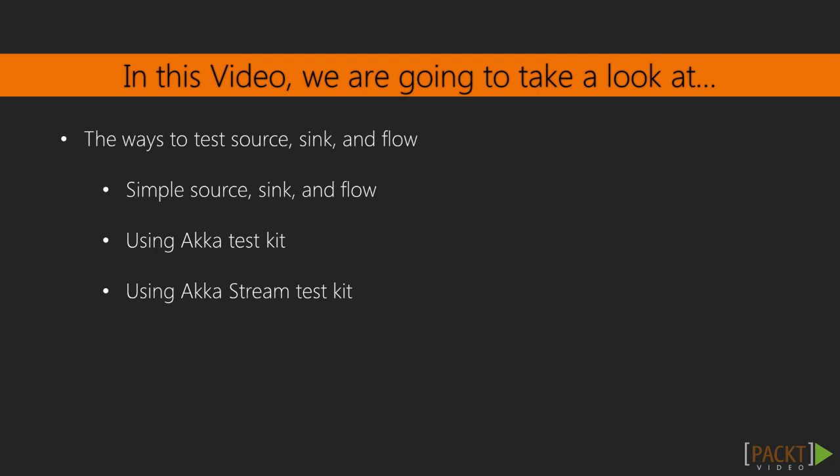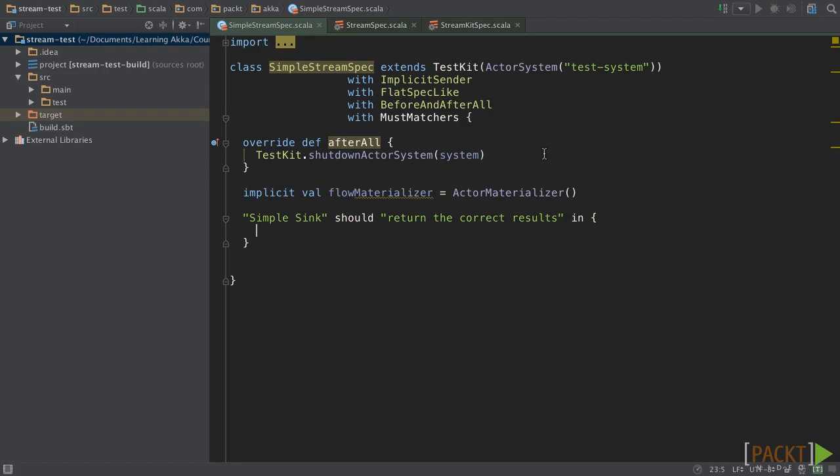We will test source, sink, and flow using the following methods: simple sources, sinks, and flows, using actors, using Akka Stream Test Kit. Let's play with the first method. We will start with sink. Let's define a sink that we want to test. Let's say it's a very simple fold that will sum all elements of a stream. We know the stream we'll use is finite, so this is safe.